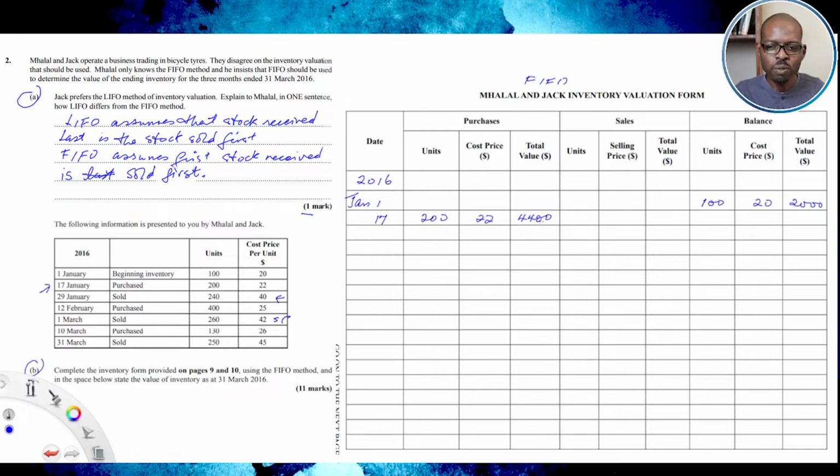So what is our new balance? Our new balance will be from the 1st of January. We have to bring down that balance. And we are adding to that balance the purchase that we made on the 17th. So this is how we outline that.